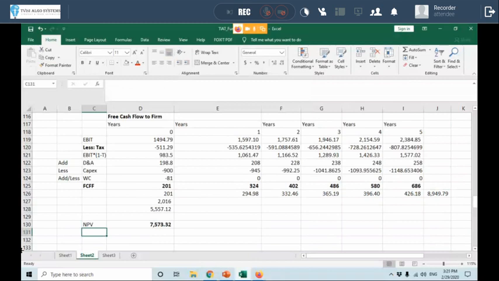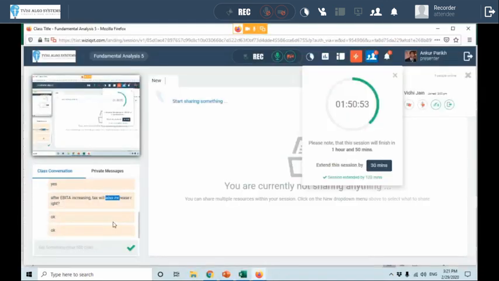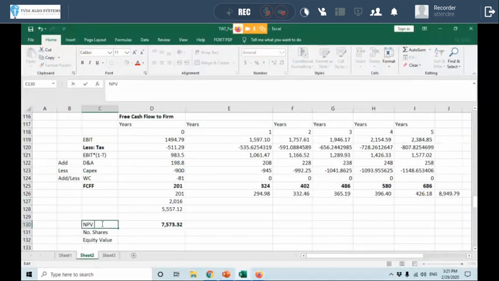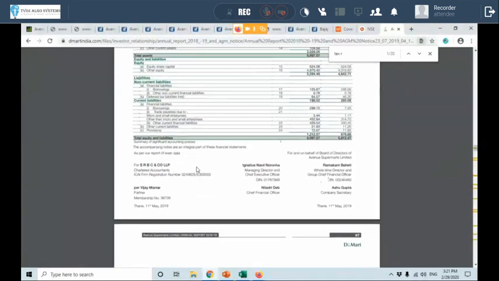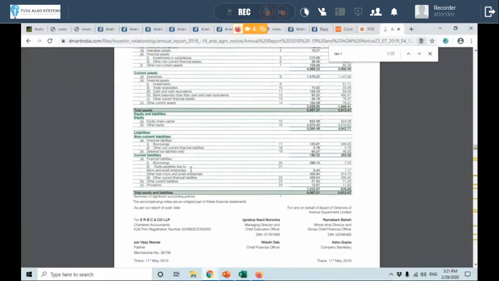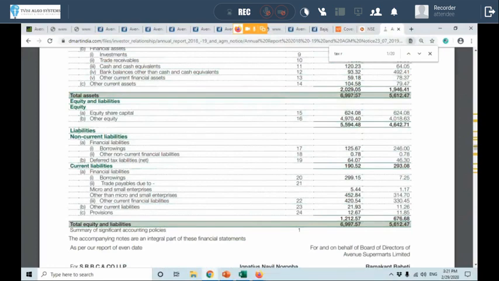Now this divided by number of shares will give me equity value. This all is in crores. Let's see what the outstanding shares of DMart are. Outstanding shares, equity share capital is 624.